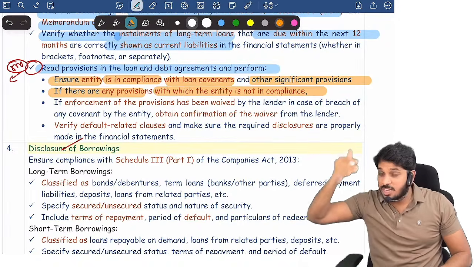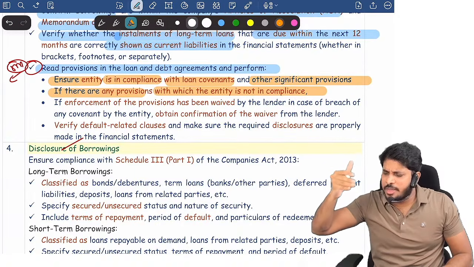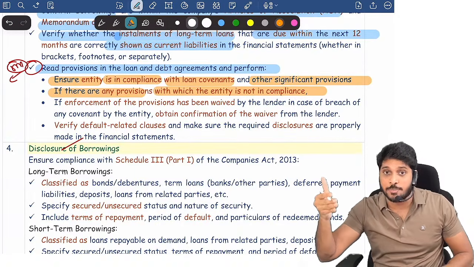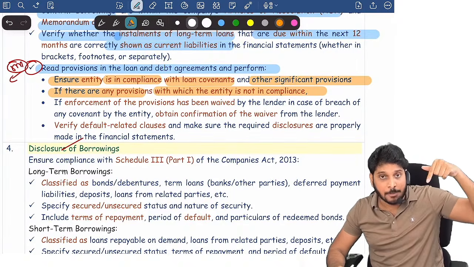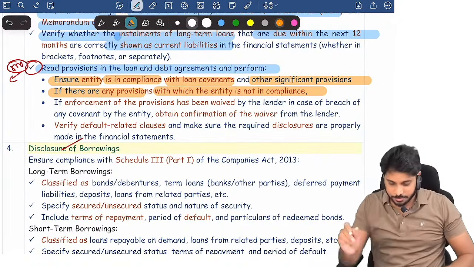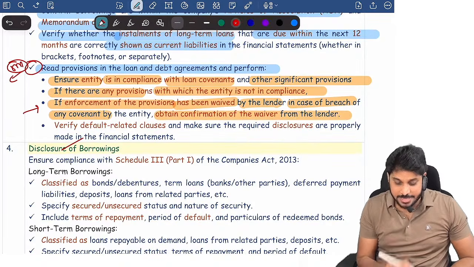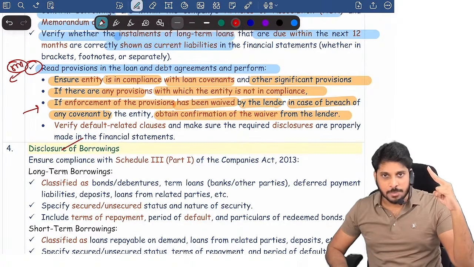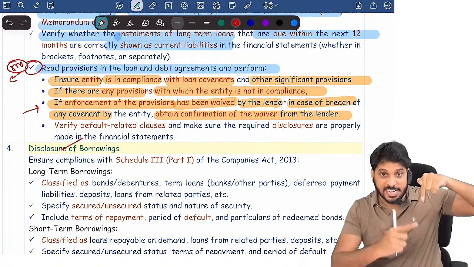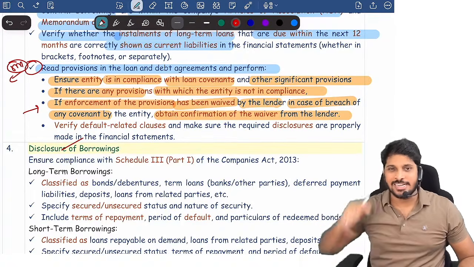Suppose in the loan agreement some terms and conditions were there. Whenever there is a non-payment of EMI on due date, it will attract a penalty of 10,000 rupees. Now during the year the company did not pay 2 EMIs on time, but did not create a provision for penalty. Check out that. If enforcement of the provision has been waived by the lender in case of breach of any covenant, obtain a confirmation. For example, just now I told, 2 EMIs the company did not pay, right? 10,000, 10,000, 20,000 penalty should have been levied, right? But the company did not account for the penalty. I went and asked management, why did you not account? Management told, sir, the lender waived it.